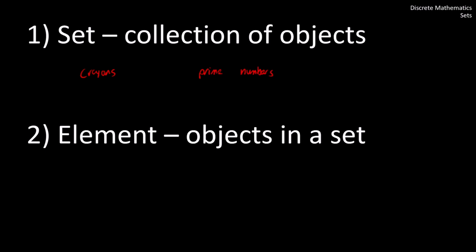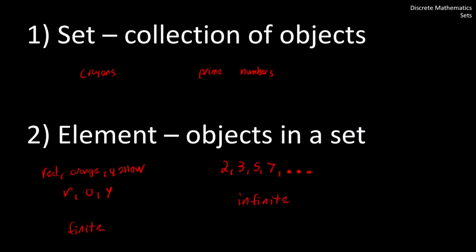This leads us to our next point: what is an element? An element is an object in a set. So we can say that there may be a red, orange, and yellow crayon. We can just represent this as R, O, and Y for simplicity. And for the prime numbers, the elements are the prime numbers: 2, 3, 5, 7, and so on. So we can see from these two examples that a set can have a finite number of elements or an infinite number of elements, like the prime numbers.